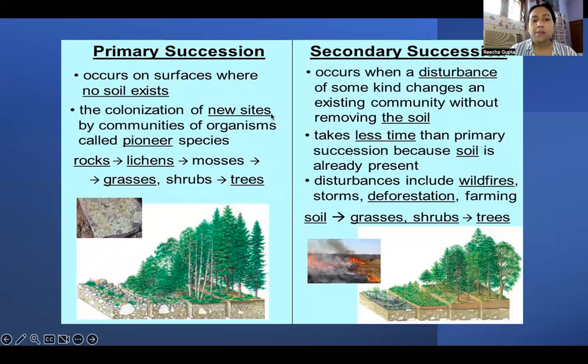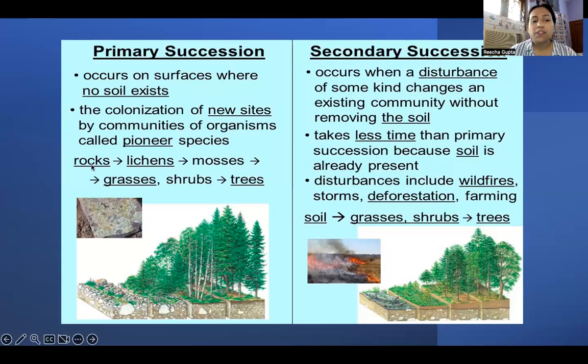So here comes the comparison between primary and secondary. Like I told you, primary is the type of succession where pioneer species take a very long time. But in case of secondary succession, the pioneer species take less time as compared to primary. And primary succession occurs where no soil exists, like the volcanic lava or bare rock. Then secondary succession occurs where some kind of natural disturbance was there, like a flood or a forest fire.